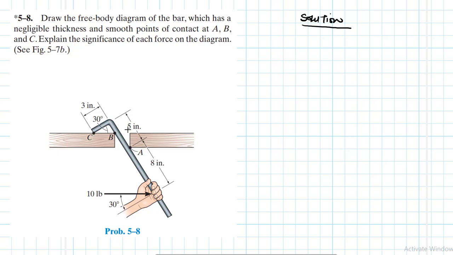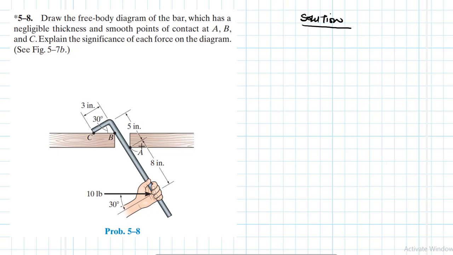So we have this bar, and there is a force being exerted by this human hand, and for this bar to be in static equilibrium, we are going to expect some reaction forces and some normal reaction forces at the contacts A, B, and C. And since these contact points are smooth, it means there's not going to be any friction, or friction is going to be neglected. So let's draw the free body diagram.